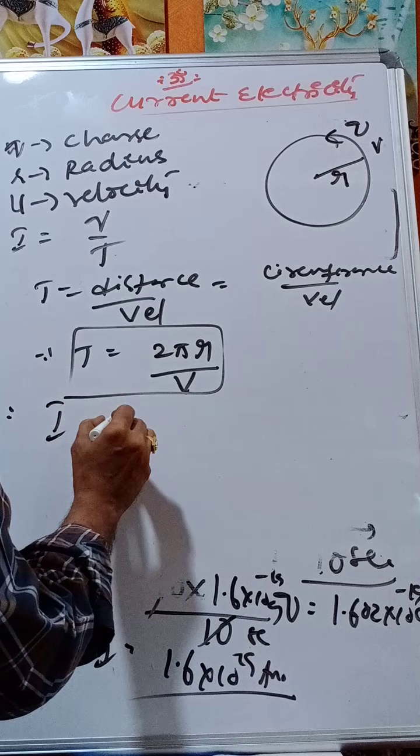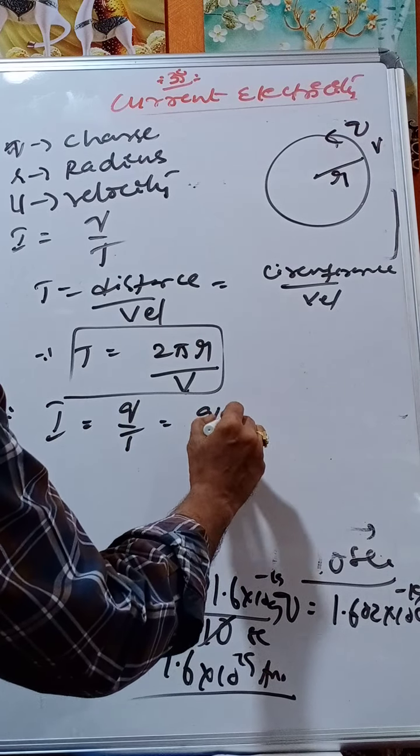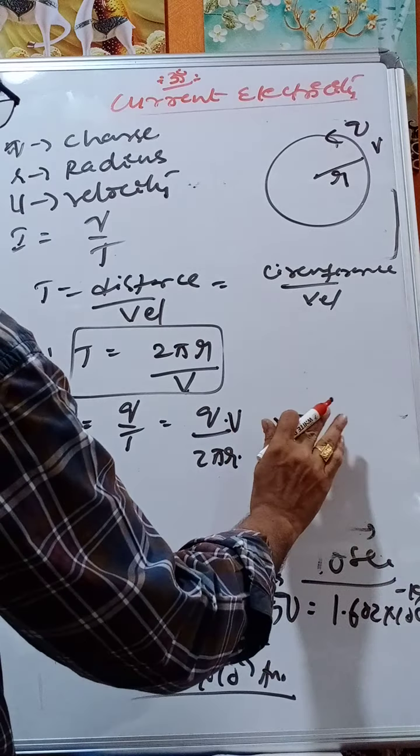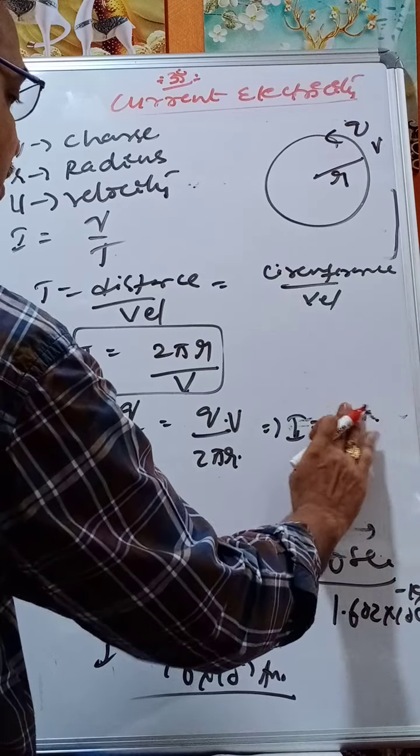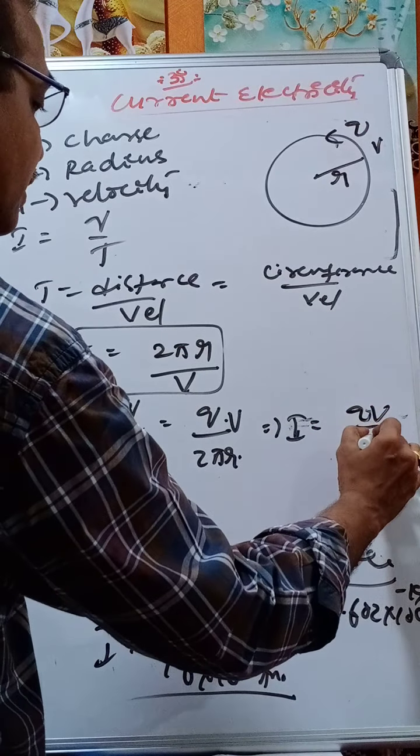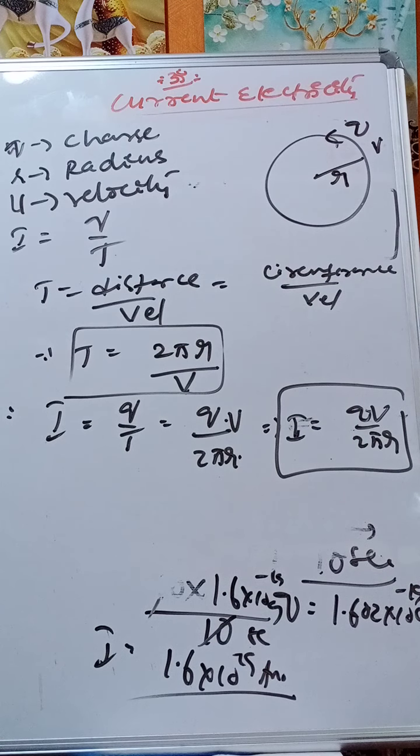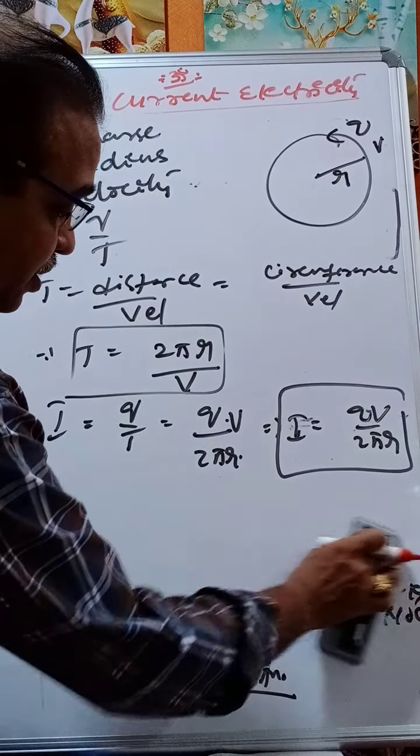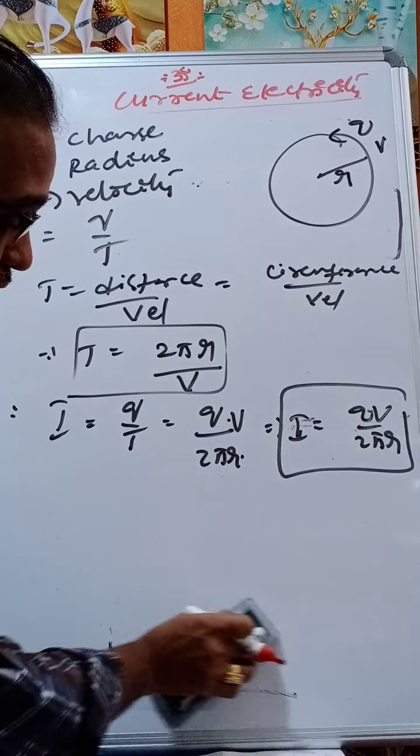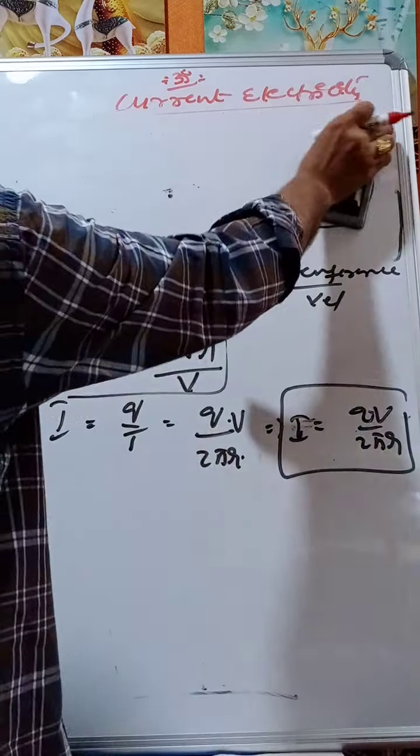Therefore, the current I is equal to charge by time, that is, charge q by 2 pi r by v. This implies I is equal to qv by 2 pi r. If you are given velocity and radius, then the current is given by I is equal to qv by 2 pi r. This is another way of expressing the current. These are all different formats of expressing the current. Now let us see.